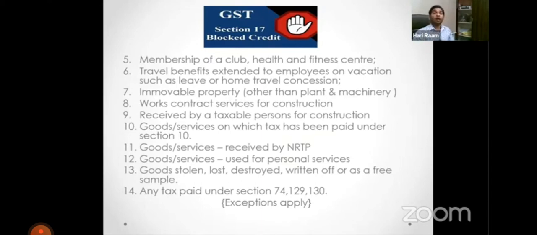Section 10 talks about the composition levy, and goods received by a non-resident taxable person, and when the goods and services are used for personal consumption, and when goods are lost, stolen, destroyed, written off or given as a free sample. These will never be eligible for credit, and any tax paid under sections 74, 129 and 130 will never be eligible to take credit. Exceptions apply to the above.